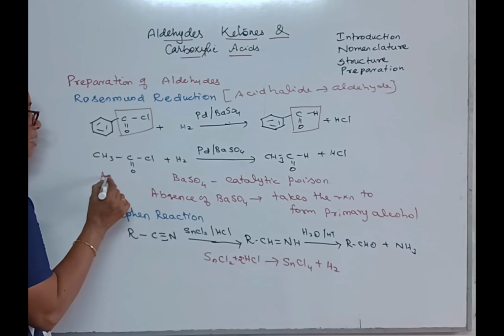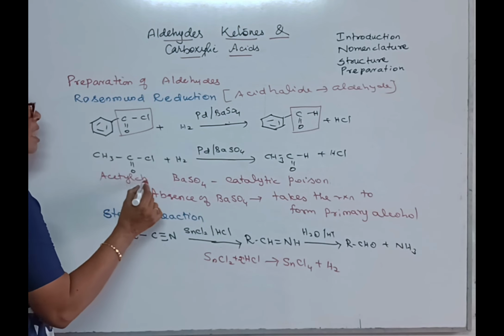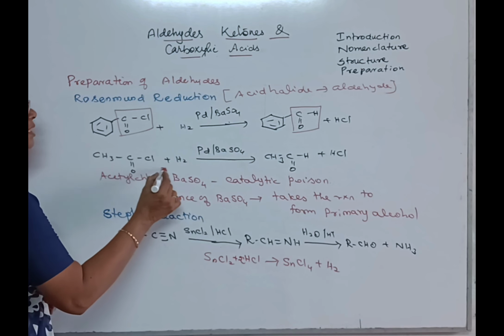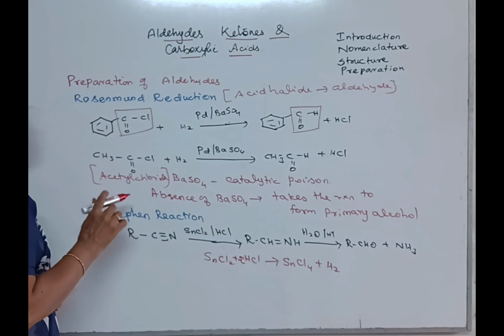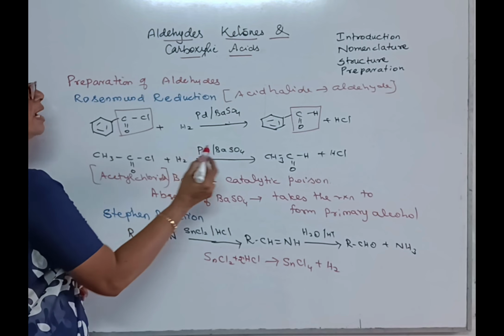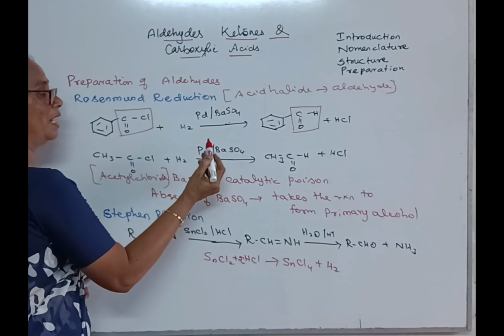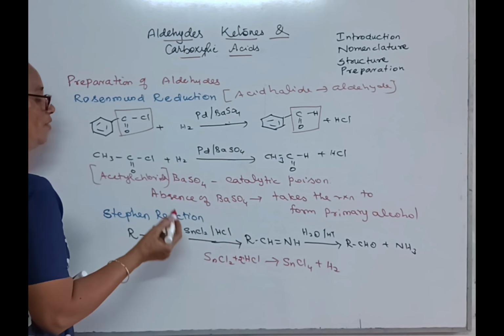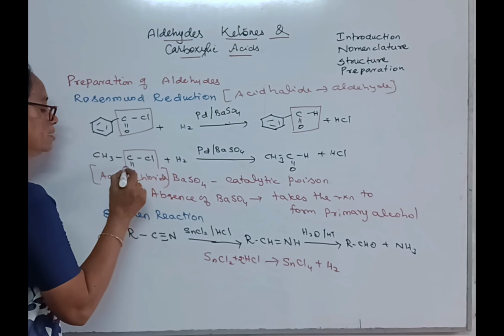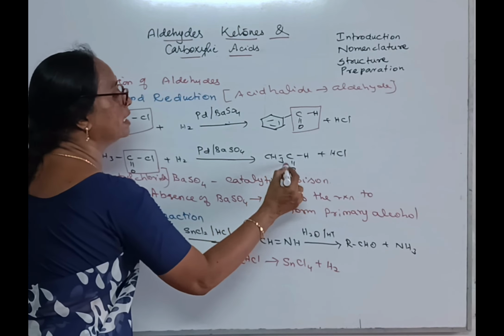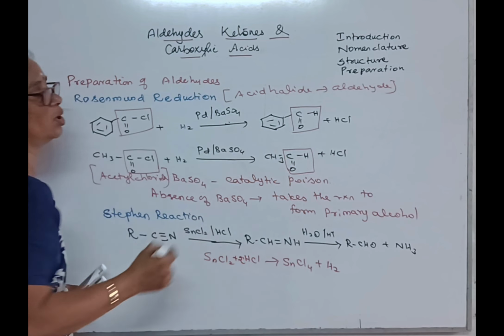Similarly, acetyl chloride, which is also ethanoyl chloride, and benzoyl chloride can be reduced by palladium coated with barium sulfate to form aldehydes. So acetyl chloride gives acetaldehyde as the product.